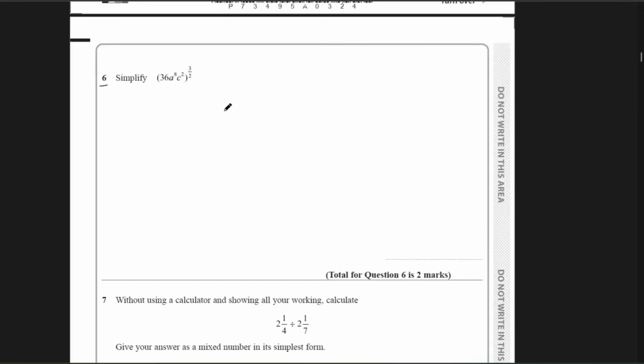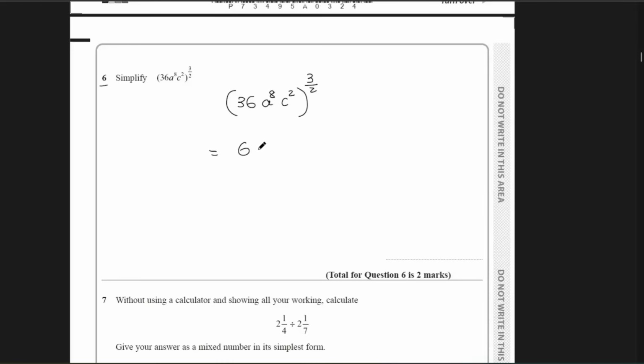Simplify this. So we have numbers and letters inside the bracket: 36, a to the power 8, c to the power 2, an entire thing to the power 3 over 2. So we can do it step by step. We can apply the square root first within the bracket and apply the power 3 later. So 36 is a square number. If we apply the square root on 36, that becomes 6.